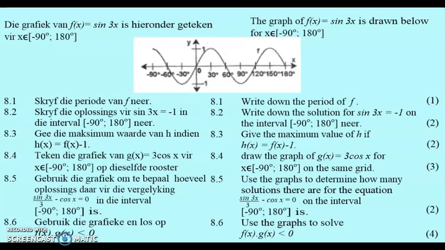Our question here tells us that the graph of f of x is equal to sine 3x is drawn below for x an element of negative 90 and 180 degrees. Now, if you look at the graph, you can see that there will be 3 graphs in a cycle of 360 degrees. So, first question that they ask, write down the period of f.